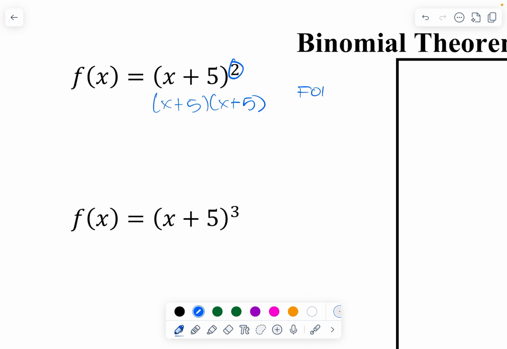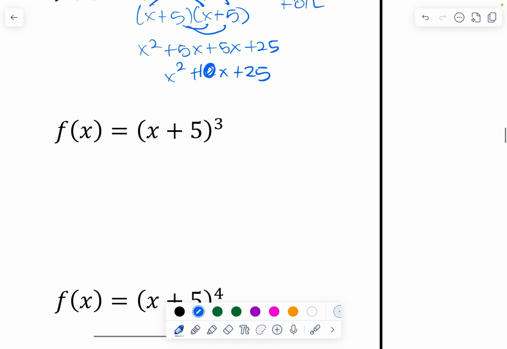If we FOIL this, remember we go first, outer, inner, last, we get x squared plus 5x plus 5x plus 25. If I combine like terms, we get 10x here. Okay, so we're used to that.